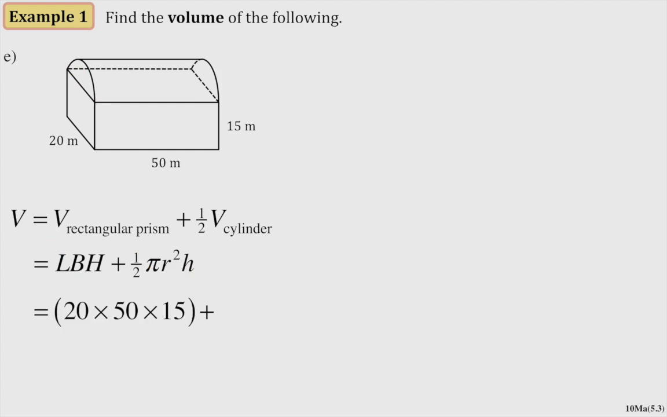So, the rectangular prism, 20 times 50 times 15. Doesn't matter what order you multiply them in. Plus a half times, now the radius, if all the way across there is 20, the radius of this shape must be 10. So it's a half times pi times 10 squared times 50, because 50 is the distance from the front semicircle to the back semicircle. Put that into your calculator. So your answer is 22,853.98 cubic meters for the volume of that shape.